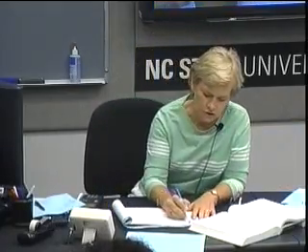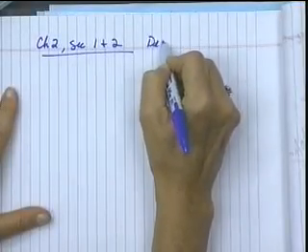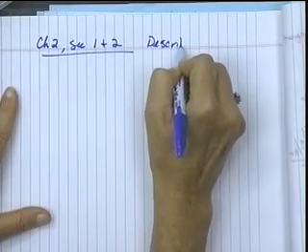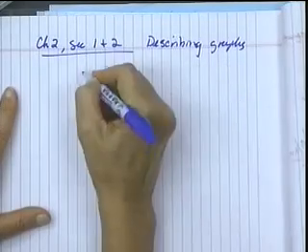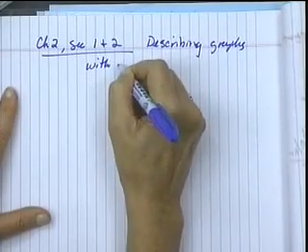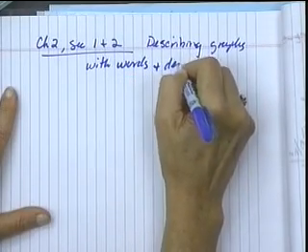All right, we are moving into Chapter 2 now. Chapter 2. And I actually like to do Chapter 2, Sections 1 and 2 together. So Chapter 2, Sections 1 and 2. And what we're doing is describing graphs with words and using derivatives.